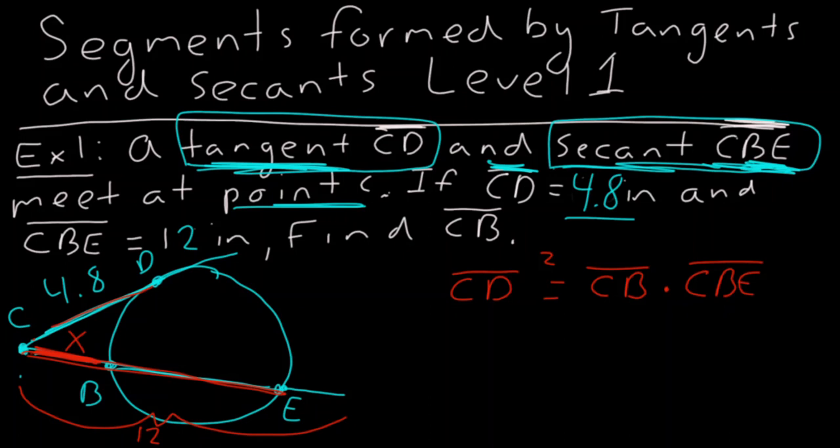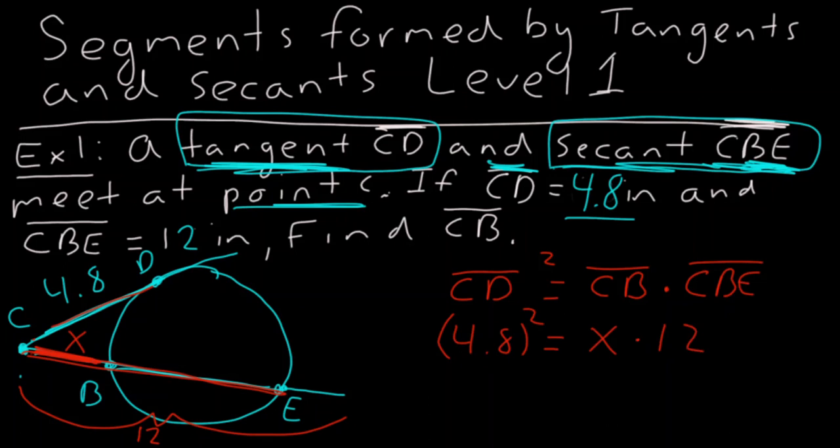Well, now that we've written out this statement, let's go ahead and fill in the things that we know. We know that CD is 4.8, so I'll go ahead and write 4.8. And remember, that whole thing has to be squared, because we're always squaring our tangent, times CB, we don't know that, that's X, times, and then CBE, our whole line, is going to be 12.